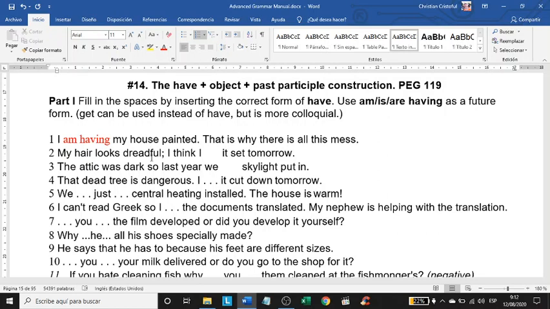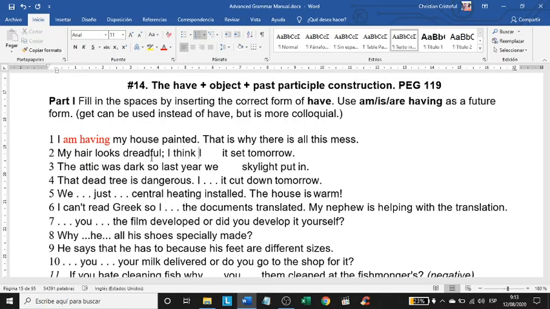Number 2 says, my hair looks dreadful. I think tomorrow. Tomorrow is a future reference. That is correct. According to the instructions, I'm supposed to use I am having, yes, having it, said tomorrow. But notice that this person, when did this person decide to fix her hair? She decided at that moment. It was an immediate decision.